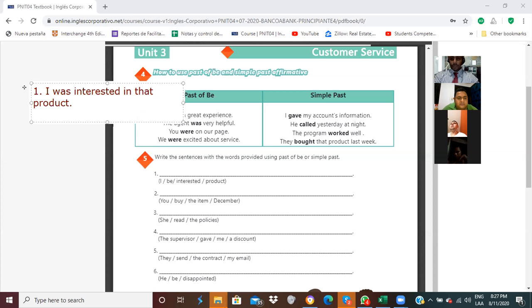Number two, Yesenia. Number two. Okay, sería you were by the item in December. Very good. You bought. It's not necessary were. You only use you bought. B-O-U-G-H-T. You bought. Repeat. Item. In December. Okay. Thank you, Yesenia.